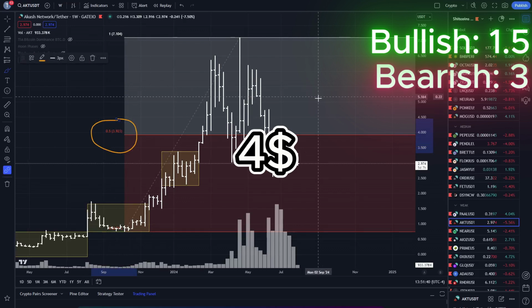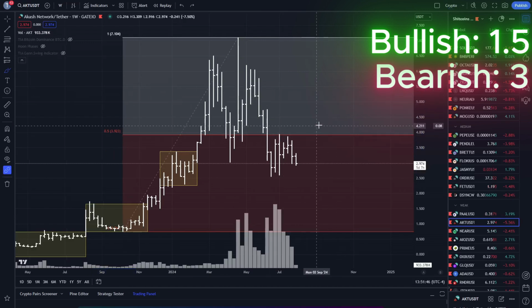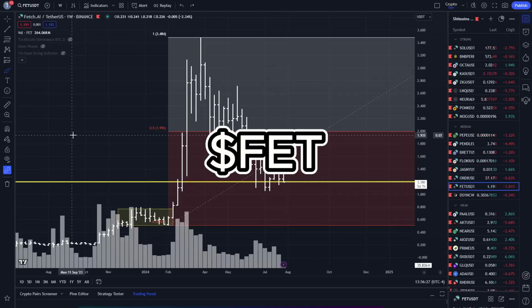If it reclaims that price, then I would be starting to be bullish again on Akash. So someone to keep high on your watch list, and if it gets a weekly close here, yeah, this thing is probably going. Next, we have Fetch AI or FET.